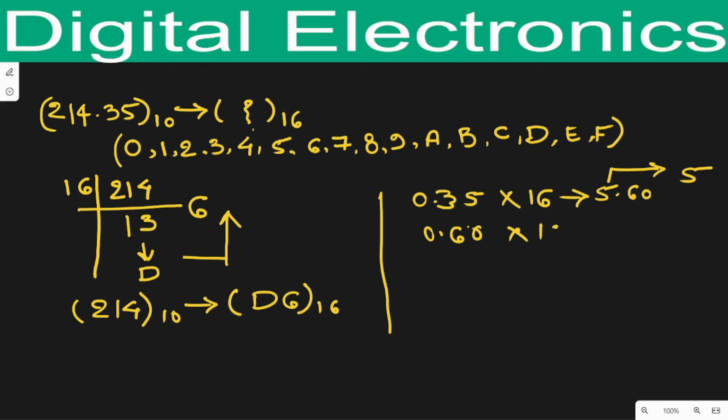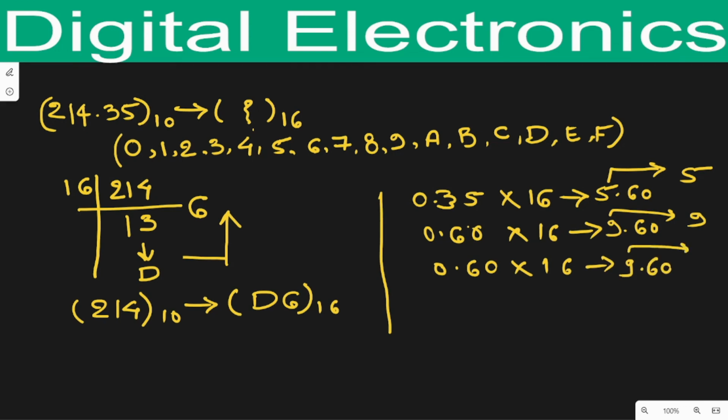0.60. Again multiply it by 16. So what do we get here? We get 9.60. Again extract the integer part. So what do we get? We again get 9.60, and similar to the above step we get 9.60 again.